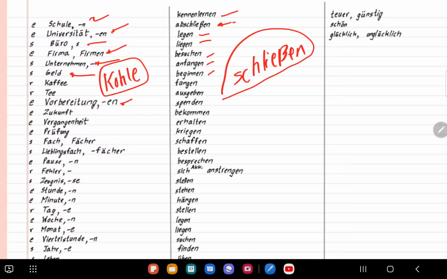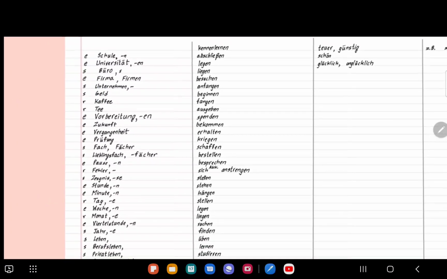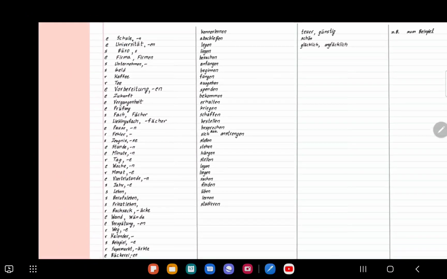Vorbereitung means preparation. Vergangenheit, past. Notice I don't write die Schule, I just write e. I don't write das Büro, I just write s. This tells me which is masculine, which is feminine, which is plural. Okay, please go through this list. Please try to guess the meaning and then check the correct meaning in leo.org. Okay.